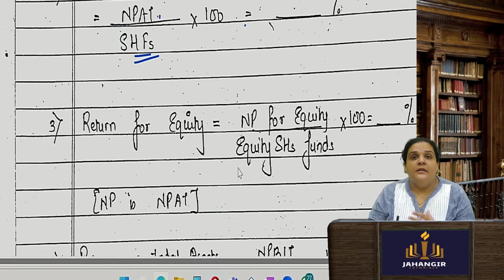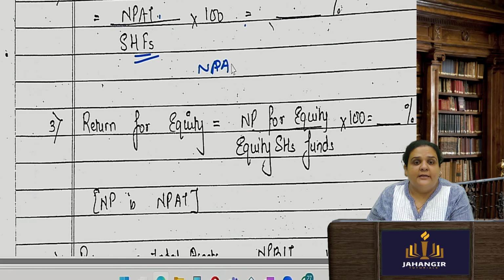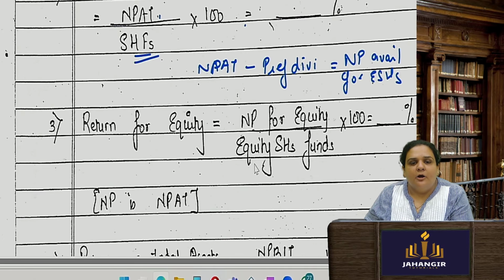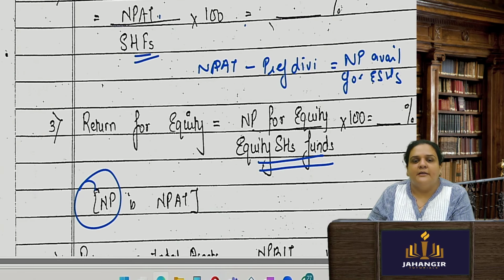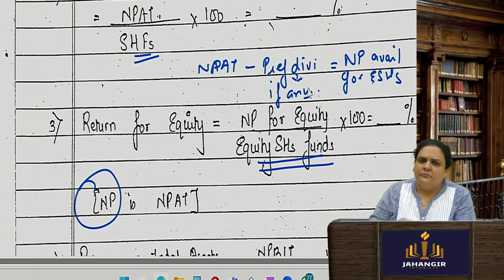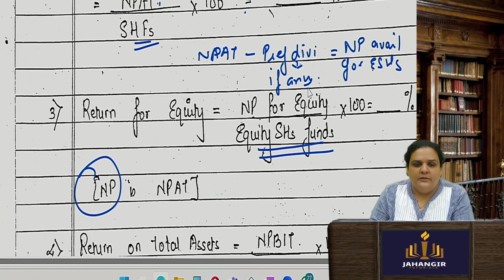Return on equity, net profit actually available for equity. Not necessarily this entire net profit after tax is available for only equity. You may have preference dividend also, so you will have to remove it. Then that will be net profit available only for equity shareholders. That divided by your equity shareholders funds will be your return on equity into 100. This is all again in form of percentage. Which net profit? Obviously net profit after tax minus preference dividend, if any. If there is no preference dividend, entire profit is for your shareholders.